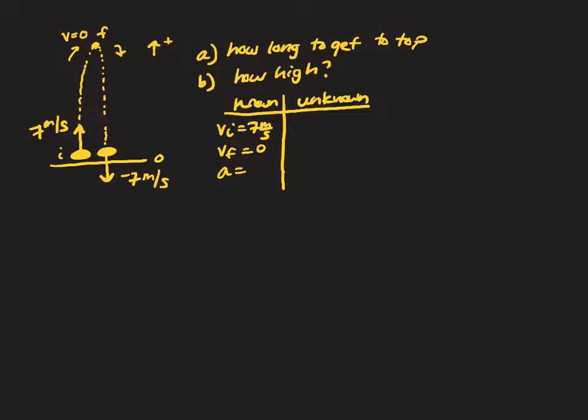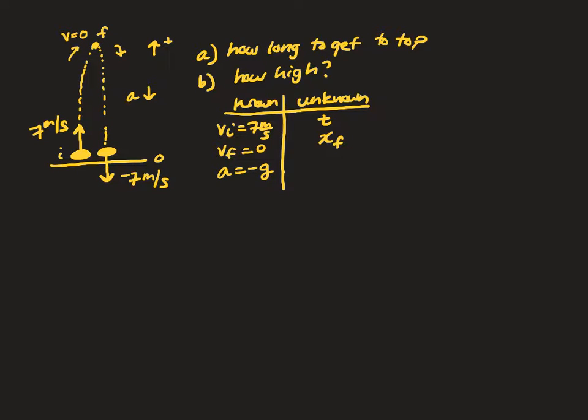We know our acceleration is negative 9.8, negative g, because whether you're moving up or down, gravity is always pulling down on you, so your acceleration is always downwards. On the way up, your velocity is positive and you have a downwards acceleration, so you slow down. On the way down, they're both pointing down. That's why you speed up. We don't know the time. We don't know the x final.